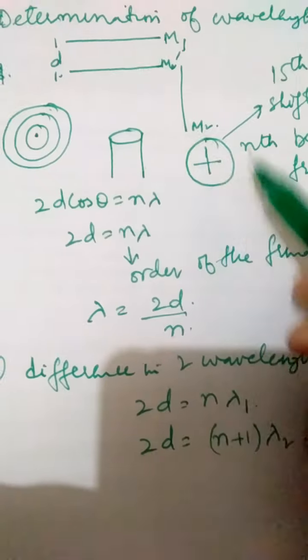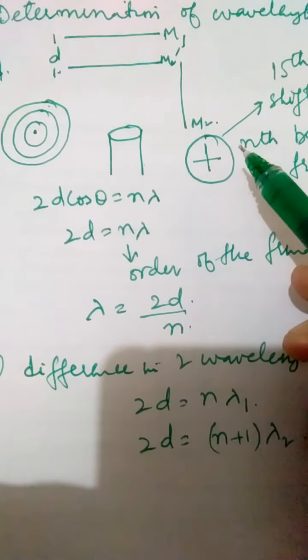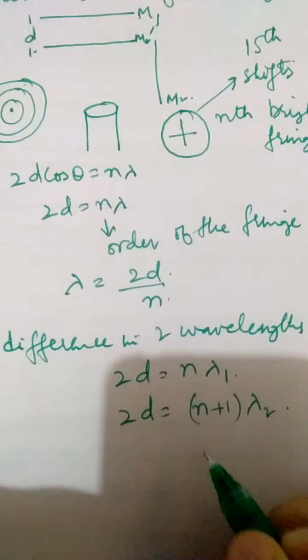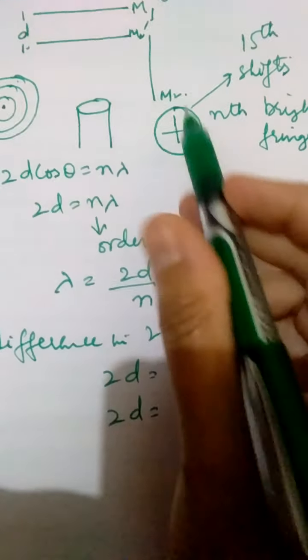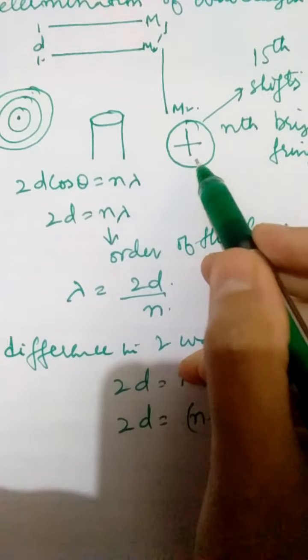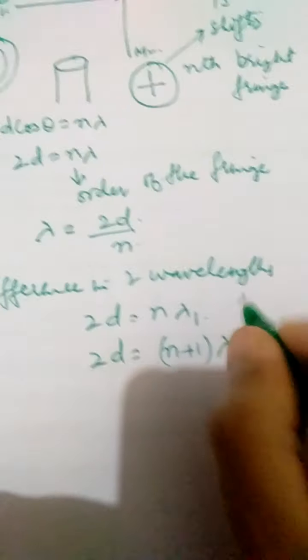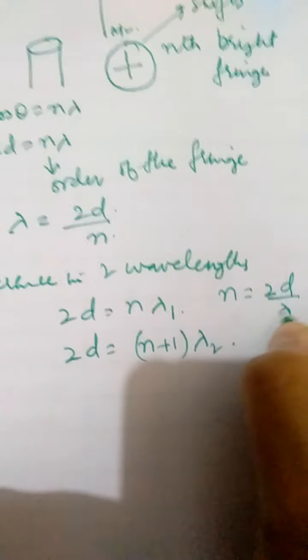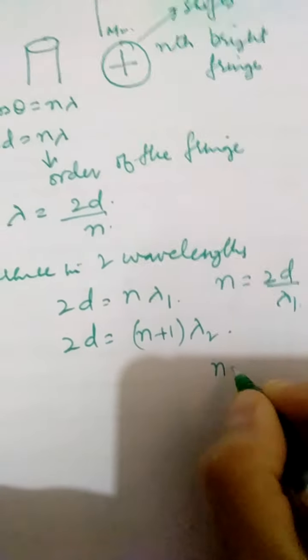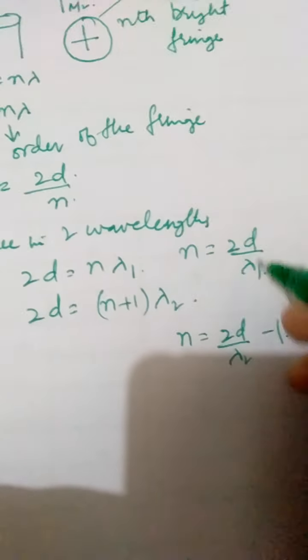So unless it is distinct, you can move it through any number of positions until it is not distinctly visible to you. But here you have to be very careful that you have to move this fringe that you had chosen initially at the center of the crosswire only through one position. Therefore, from here you can get n is equal to 2d by lambda 1, and from here you can get n is equal to 2d by lambda 2 minus 1. Then you can equate these two.